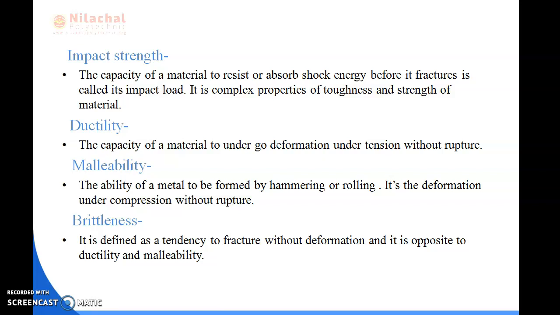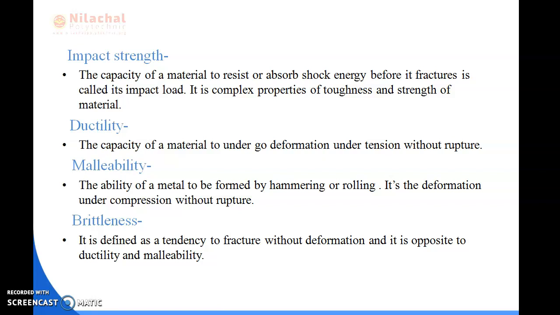Your next property is malleability. Malleability is a similar property, that is a material's ability to deform under compressive stress. But ductility is the ability to deform under tensile stress. The only difference between ductility and malleability is that ductility is deformation under tensile stress, and malleability is deformation under compressive stress.